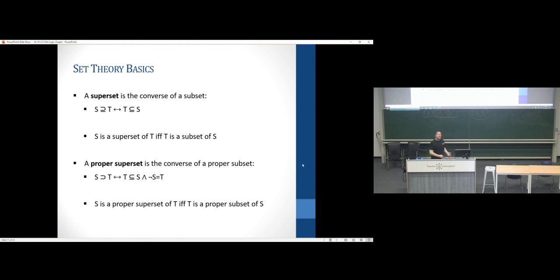And just like with being a subset and a proper subset, we can define superset and proper superset. And much like how I told you a second ago that every set is a subset of itself, every set is a superset of itself because everything is greater than or equal to itself.